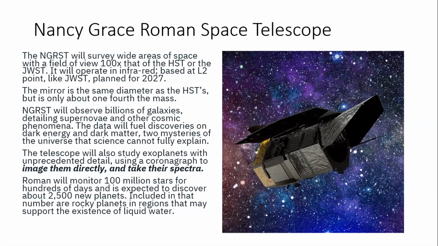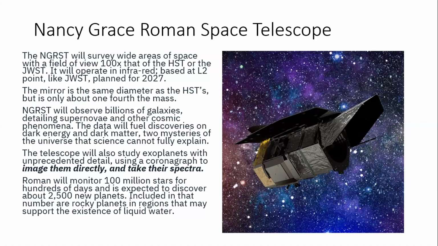So that telescope will be monitoring 100 million stars for hundreds of days, and expected to discover about 2,500 new planets, not ones that happen to transit in front of the star, but any planet that happens to be around those stars. And they expect that there may well be rocky planets like the Earth in regions that may support the existence of liquid water and therefore possibly of life.